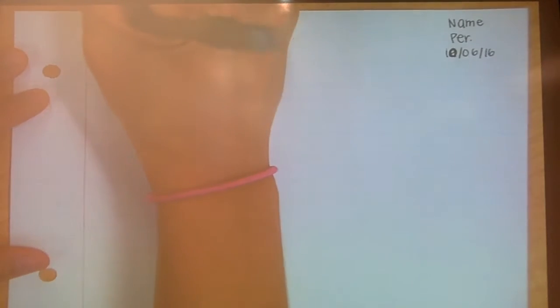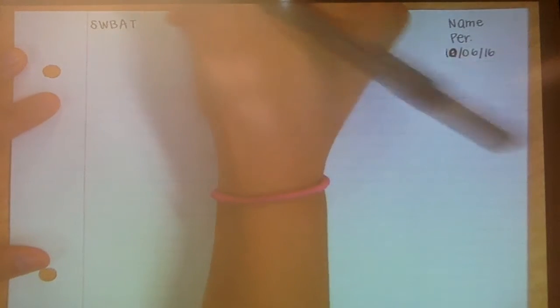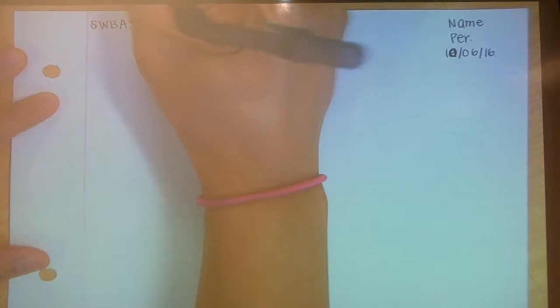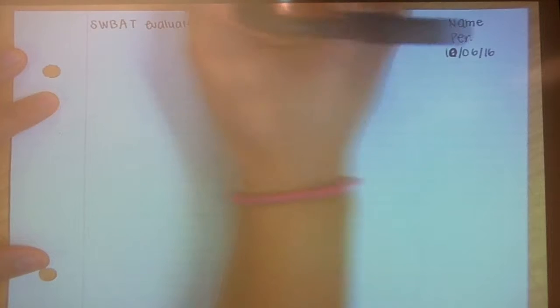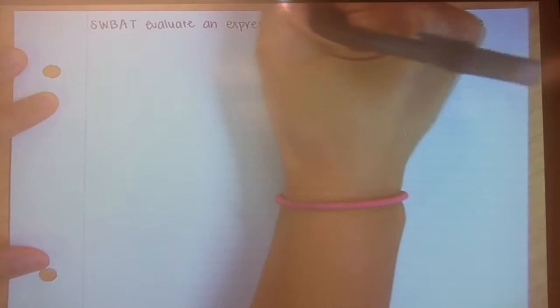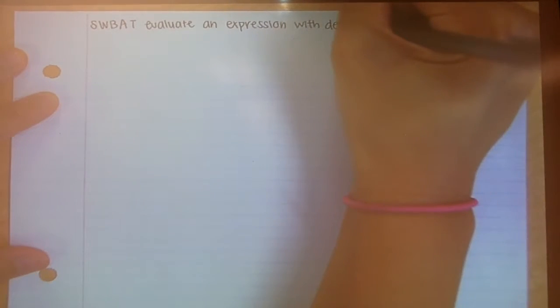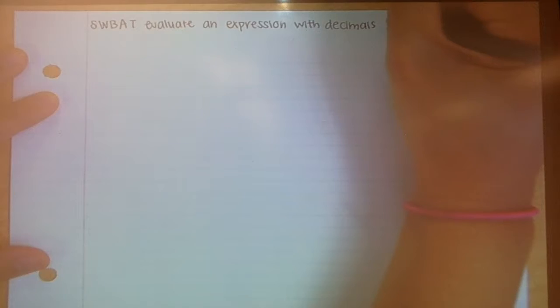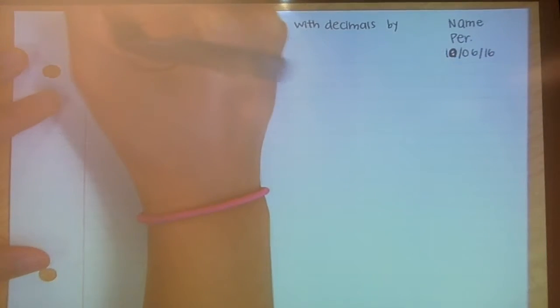And then at the top of our paper, we're writing our objective for today. Students will be able to evaluate an expression with decimals by lining up place values.